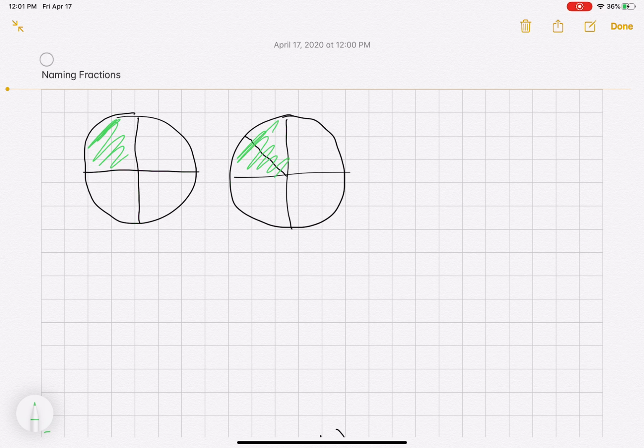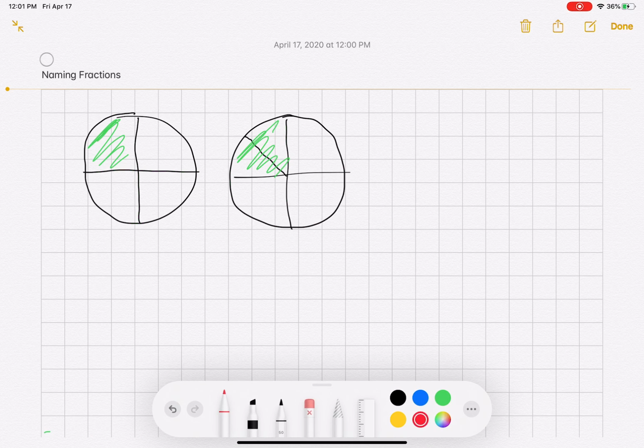So let's just have a look at these two circles. I have one that is divided into 4 pieces, and I have one that's divided into 5 pieces. So my question for you is, do I write both as a fraction of 1/4, or do I write this one as 1/5? I just want you to take a time to think about that and what you know about fractions.